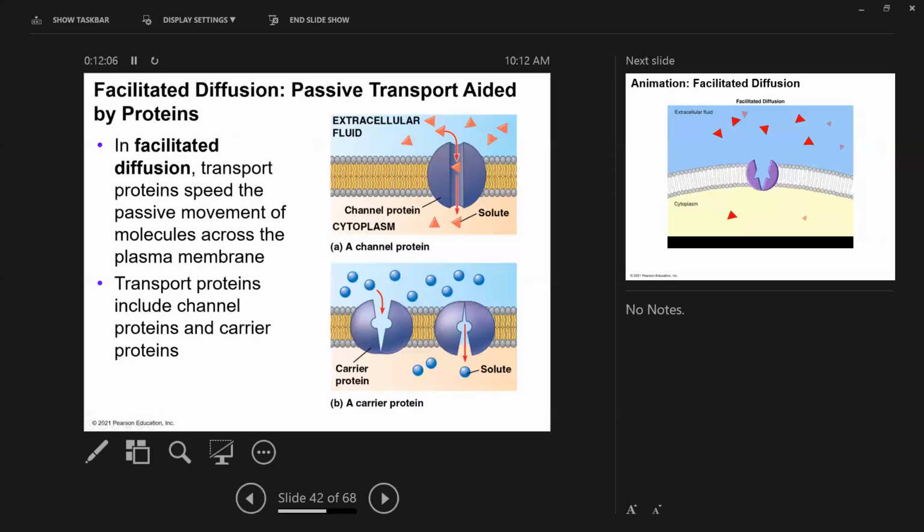All right, so that finishes up just straight, simple passive transport. In the next video, it's going to have facilitated diffusion.